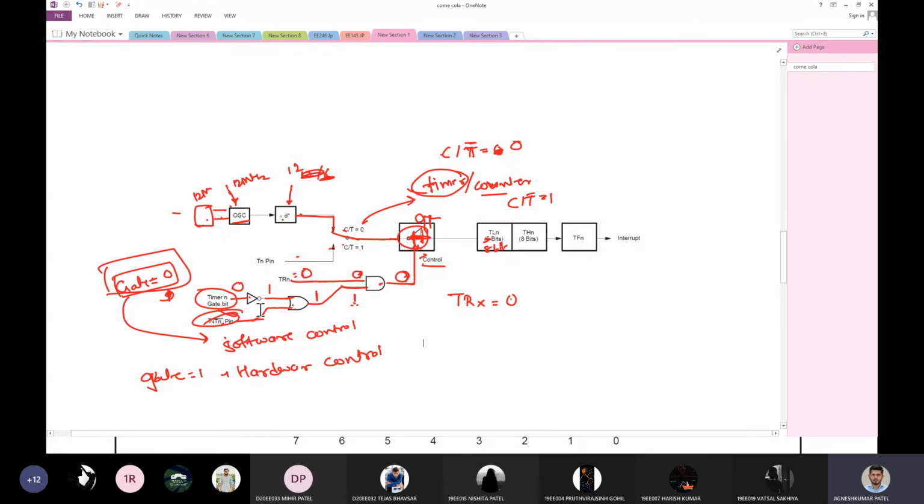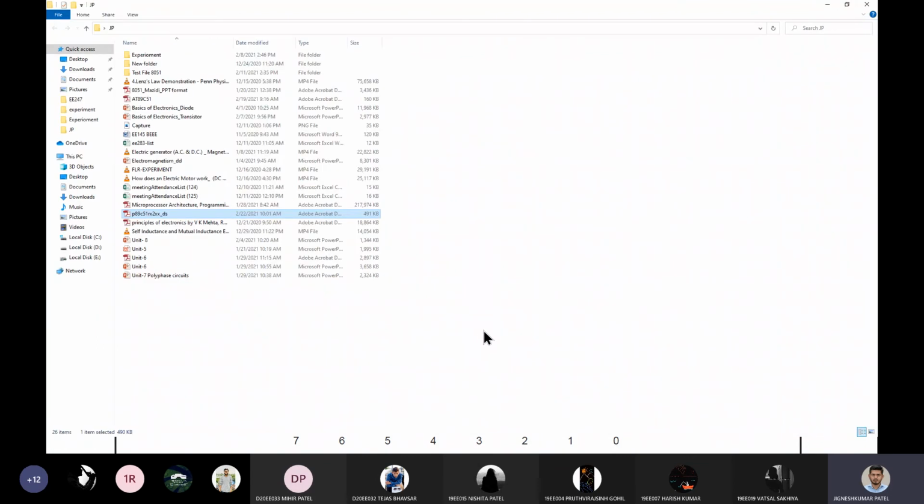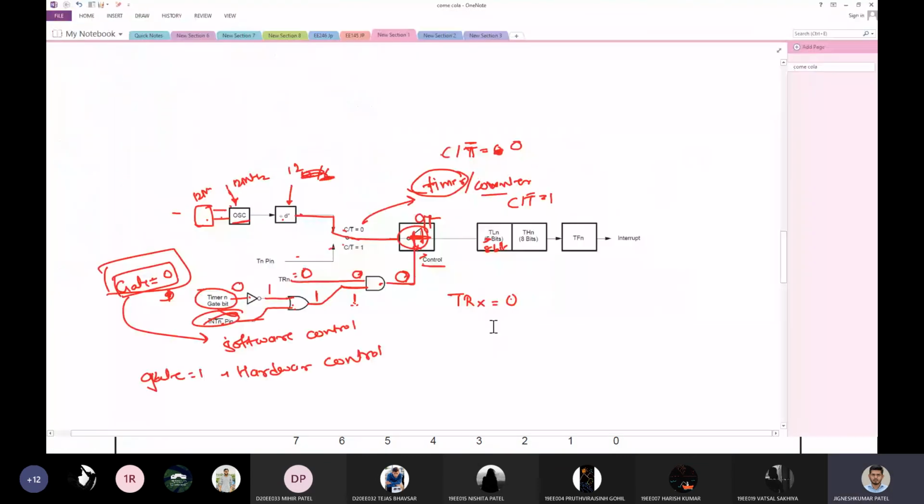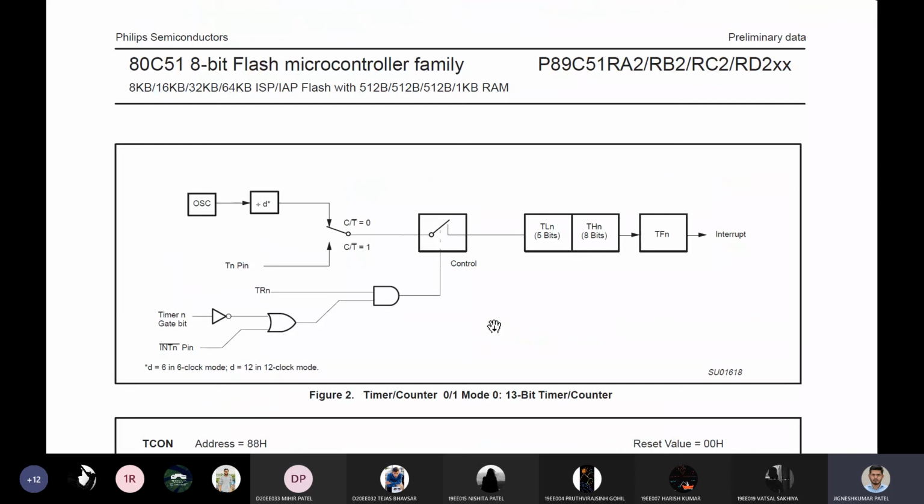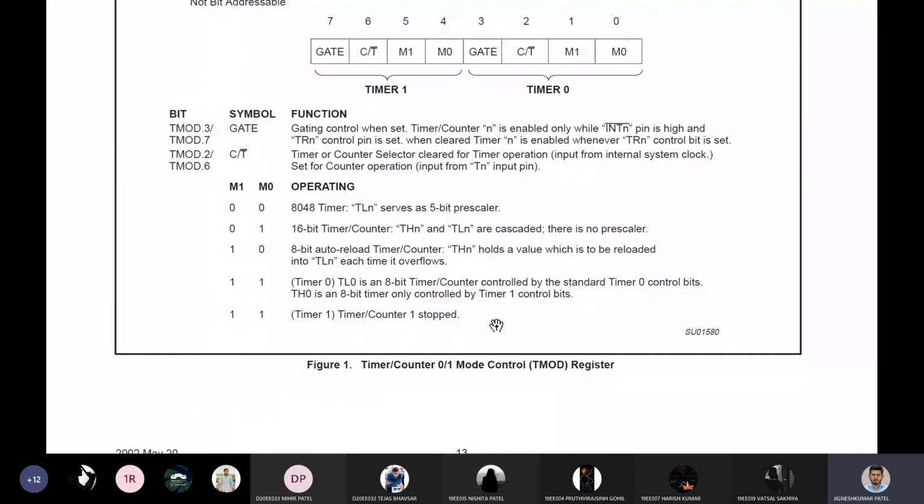The information that is required to program is this: you require gate to be 0 and the counter timer bit to be 0. Now let's see, if I say counter timer bit, or a gate bit, or the timer overflow flag bit, where are those bits? Is there any existing bit? Yes, this is a part of one SFR.